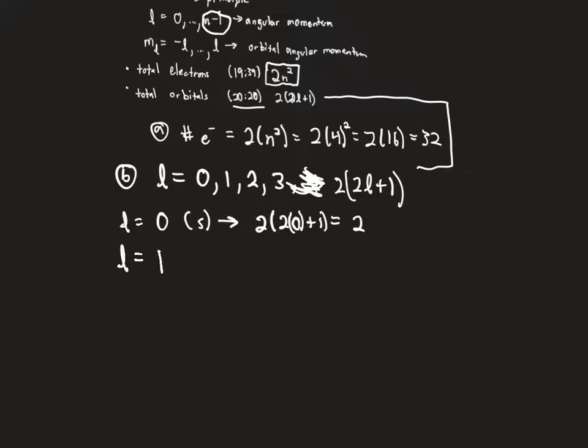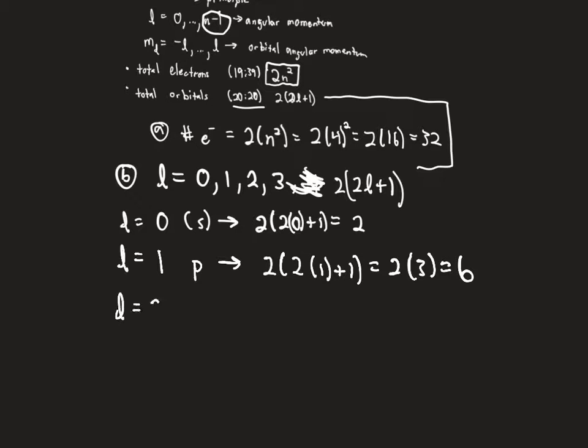l equals 1 is going to be the p state. For the p state, I can have 2 times (2 times 1 plus 1), plugging in 1 for l. I get 2 times 3, which should be equal to 6.